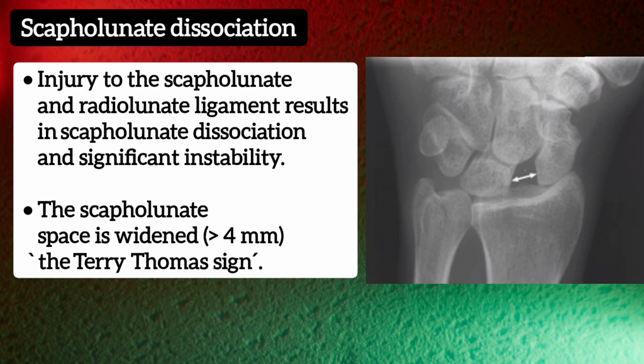Don't miss scapholunate dissociation. Injury to the scapholunate and radiolunate ligament results in scapholunate dissociation and significant instability. The scapholunate space is widened, greater than 4 mm, the Terry-Thomas sign.